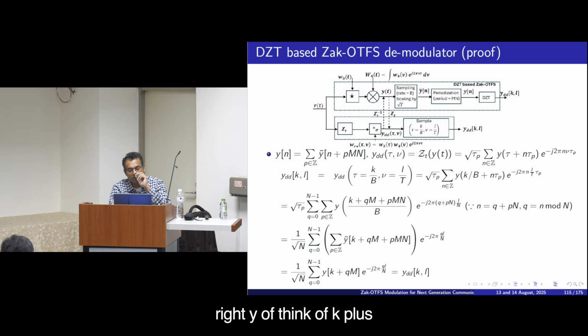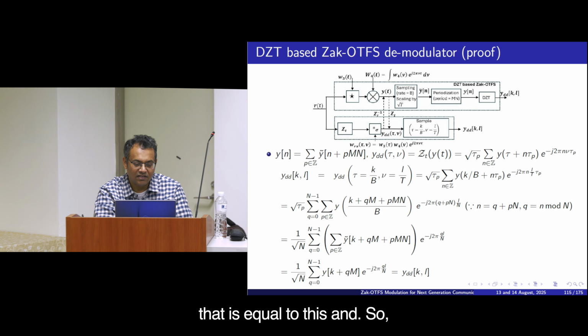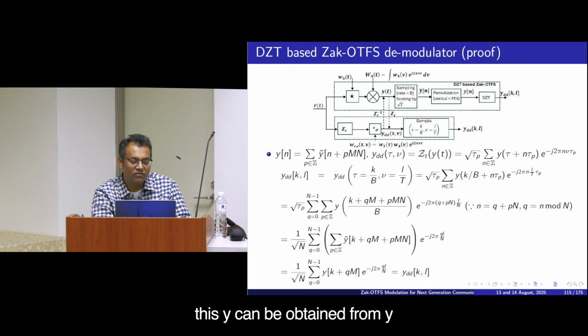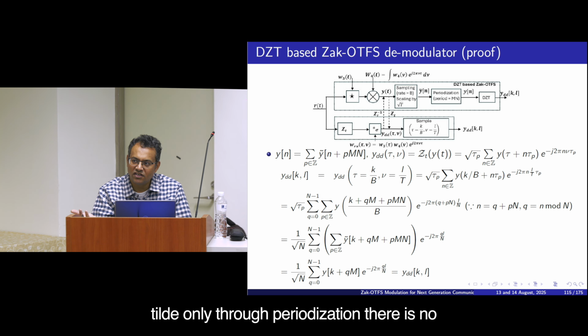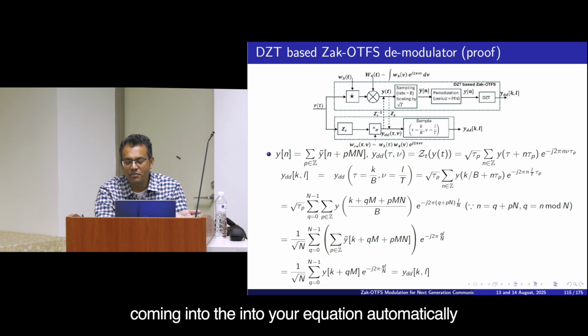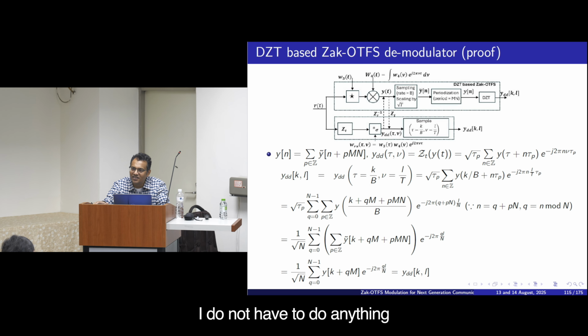Think of k plus qm as some time instance. So that is equal to this, and so this y can be obtained from y tilde only through periodization. There is nothing else, right? I mean, this is coming into your equation automatically. I don't have to do anything, right?